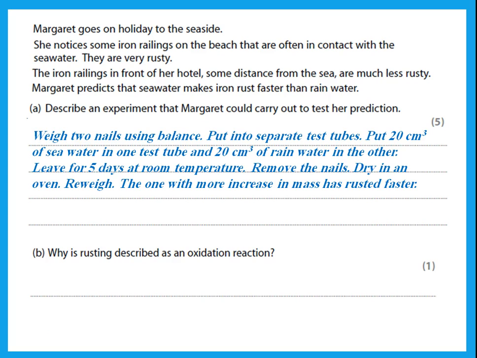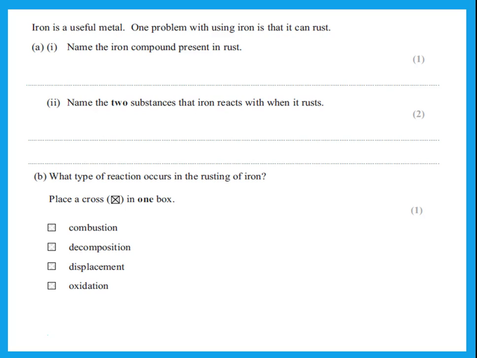Why is rusting described as an oxidation reaction? Remember that we said when something rusts, it loses electrons. So when iron rusts, it becomes iron 2+. So it has lost electrons, so that is called oxidation. Or you could say gain of oxygen if you want.